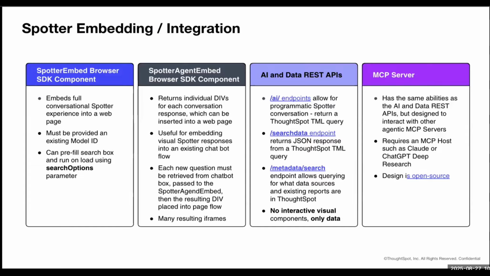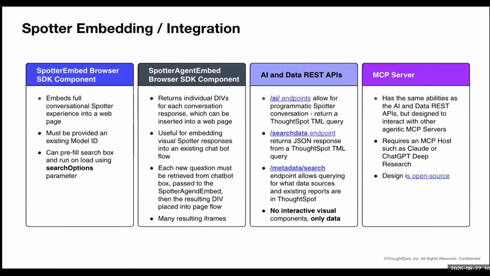The Spotter Agent Embed, that's the second one that we've already had a session on. It really enables you to integrate conversational AI within a search box or an existing bot or agent that you may already have within your web application. So what you're going to do is issue a request to Spotter using the APIs, the Spotter Embed agent method, and ThoughtSpot is going to take that, create a visual for you, and then return to you a div that has that visual embedded into it.